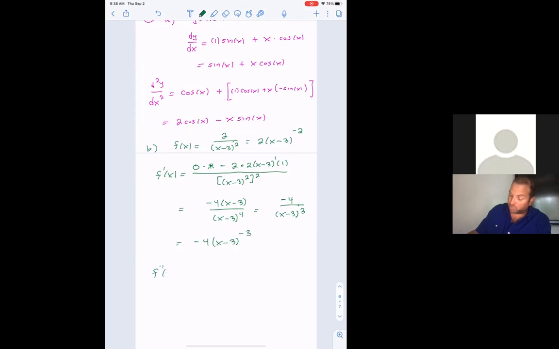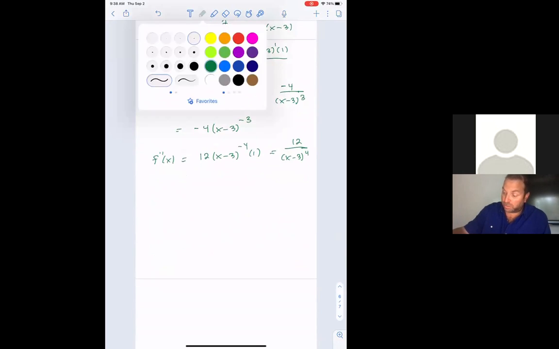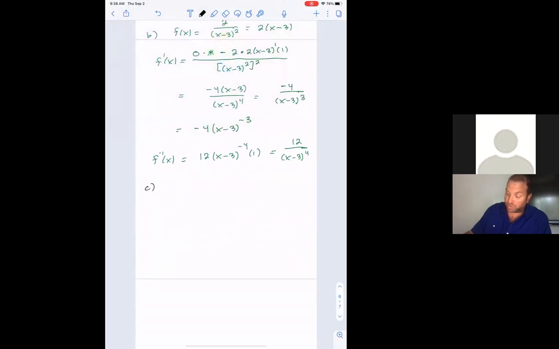And then for the second derivative, I'll do it the other way. I'll do it the way I would have done it, which is the power comes down and multiplies by the constant already there, which is 12, times (x minus 3), power drops by 1 to negative 4, times the derivative of the inside, which is 1. And I just get 12 over (x minus 3) to the 4th power. A little faster than the quotient rule, but I wanted to illustrate both ways. Okay, that's the second derivative, and now we go to part C.